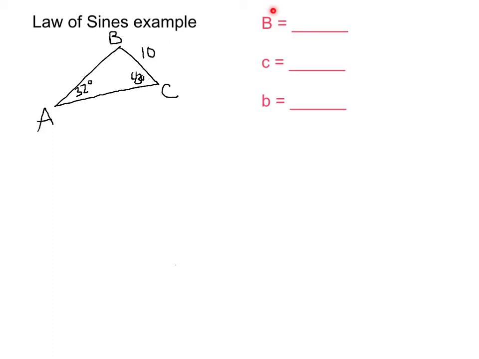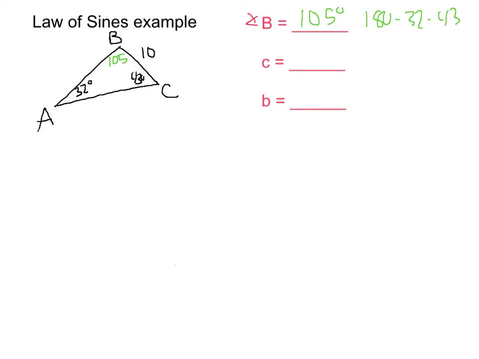This here, this capital B, right, means angle B. Okay, so let's just start figuring out what we can figure out. Angle B should be easy because it's 180 minus 32 minus 43, which is 105 degrees. So that we know. So this, if I can write it in here, is 105. Okay, so now we need to do the harder part.